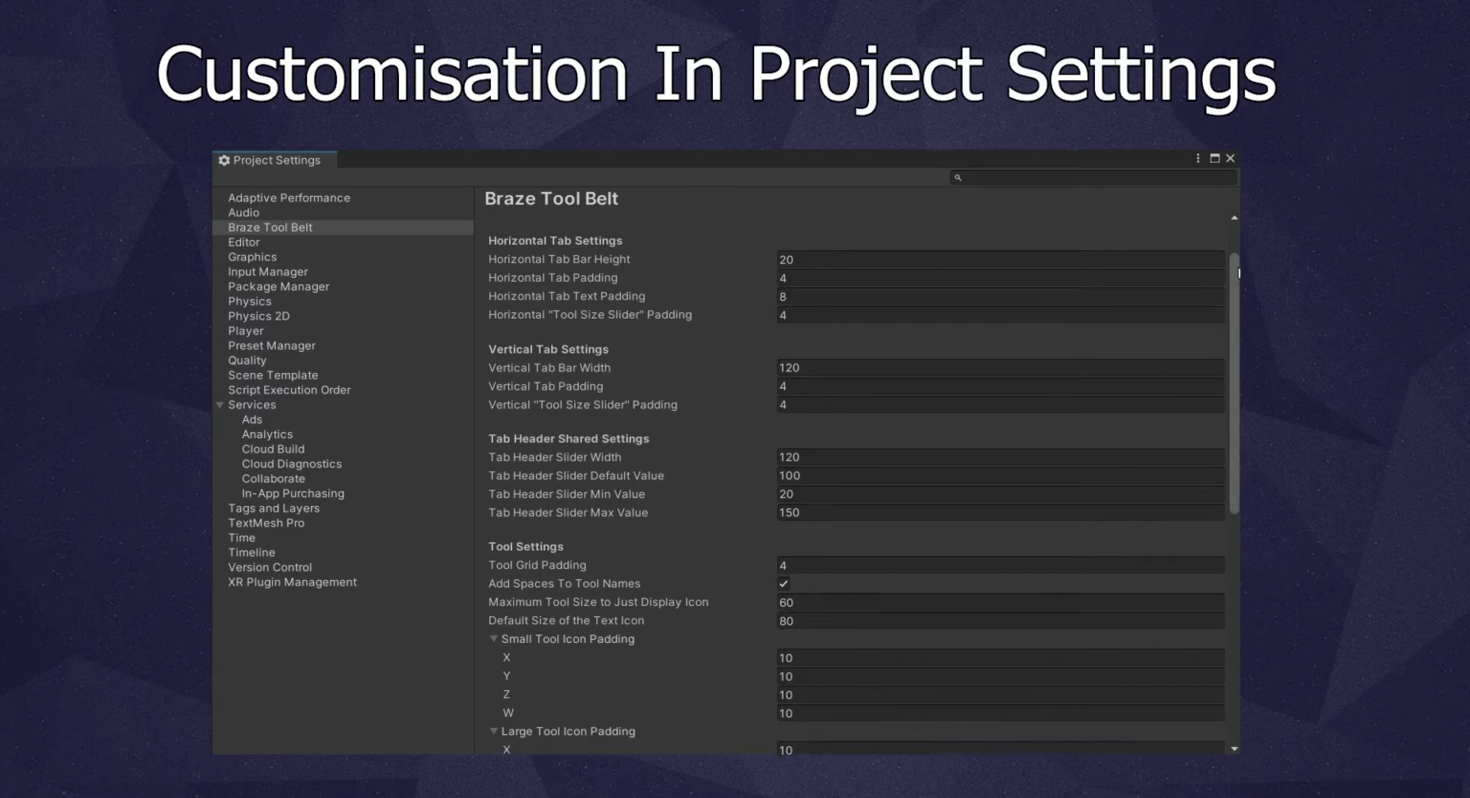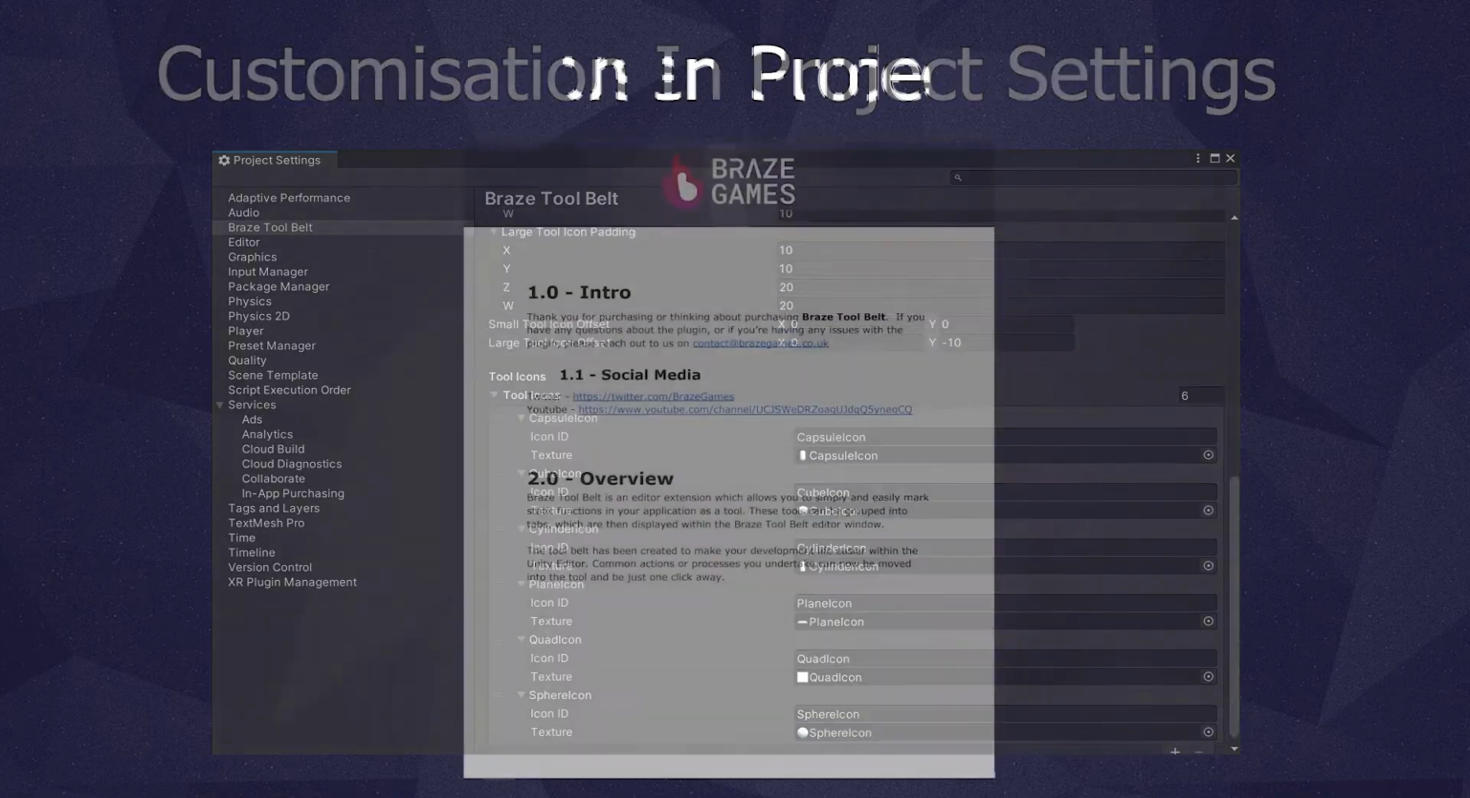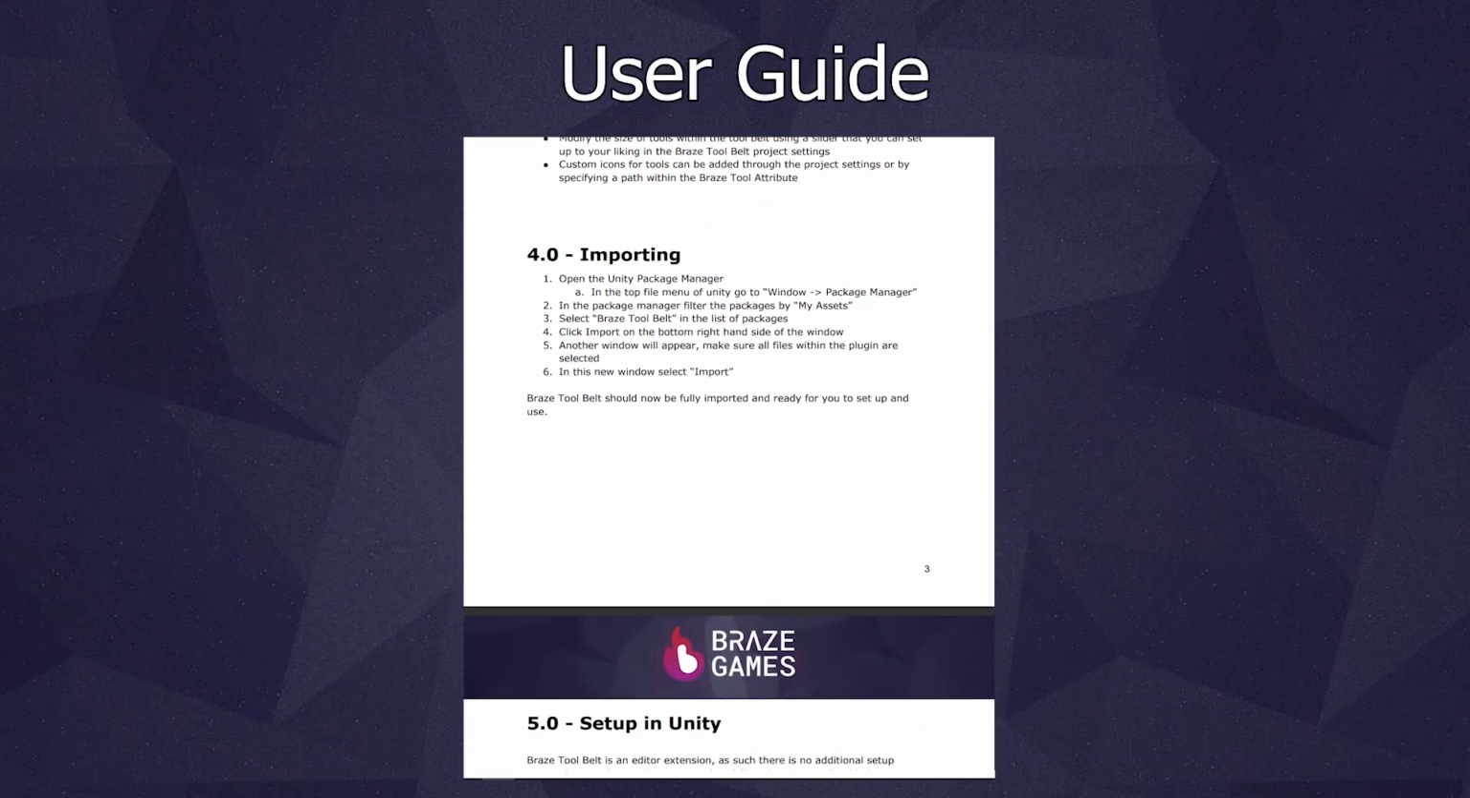There are lots of customization options available on the project settings page, so you can tweak the tool belt to your liking. Make sure to check out the user guide linked on the Asset Store page.